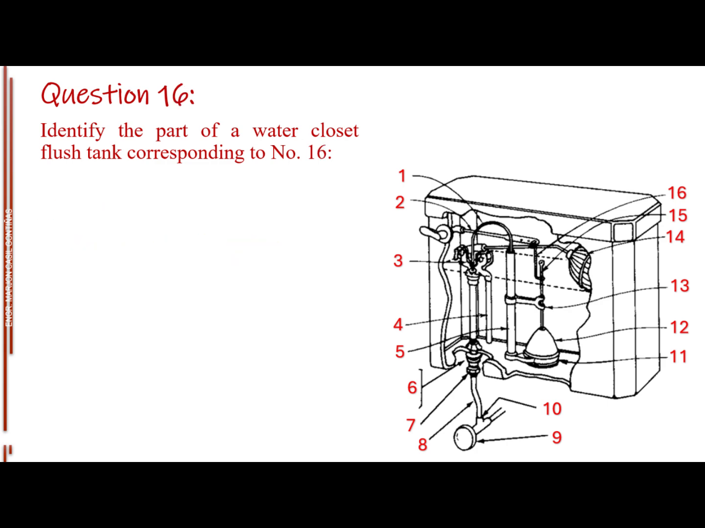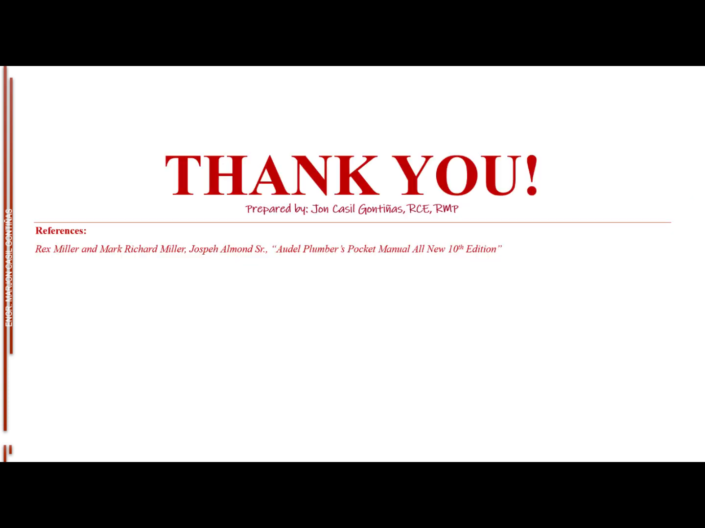Question number 16. Identify the part of a water closet flush tank corresponding to number 16. The answer is upper lift wire. And that's all for this set.